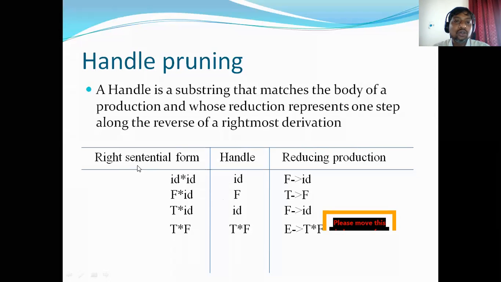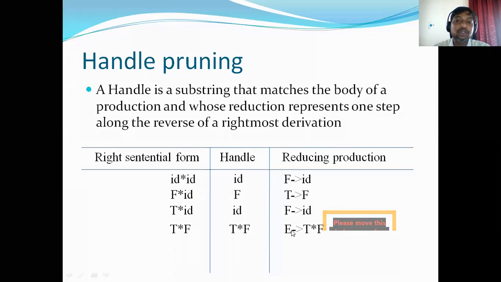Okay. So as you can see here, in the right sentential form id * id, the handle that we have identified here is id. Here id is the handle. Now we are reducing that to F, since F goes to id. Then in the next case, this F is reduced to T. Then the second id is reduced to F. And finally, T * F is reduced to E.